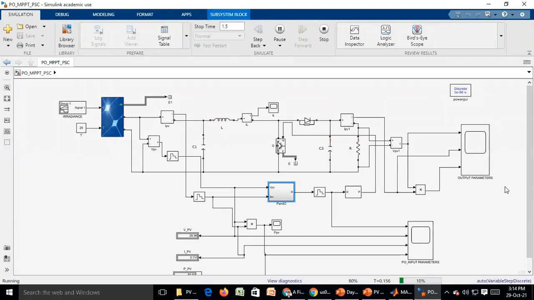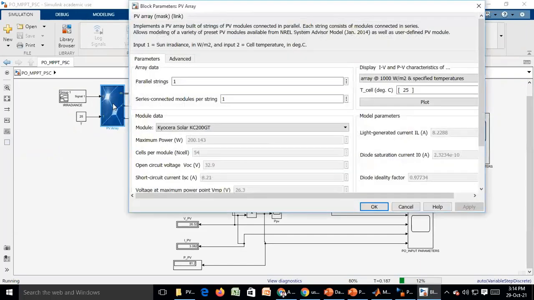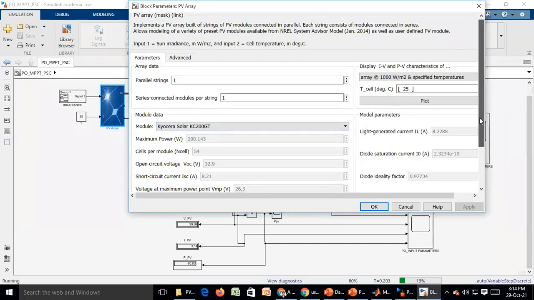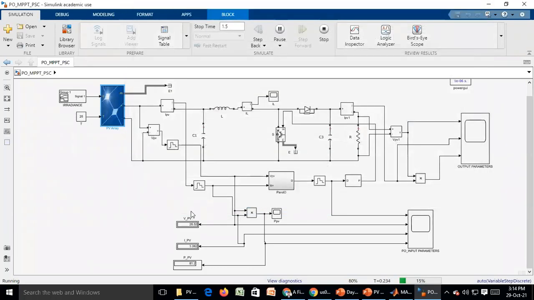It's taking 2 minutes time. So again, inside also I've taken the same KC200GT, 26.3, 7.61. So the same PV array which I considered for P&O, the same PV array is considered for incremental conductance.